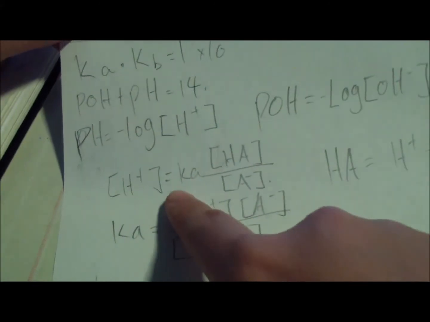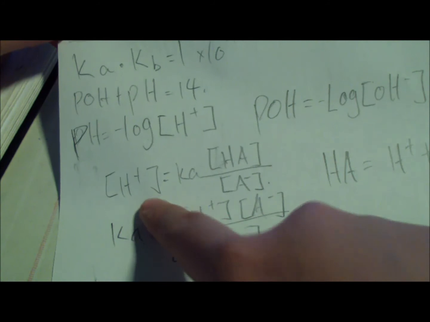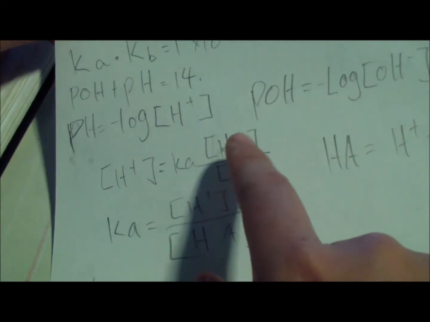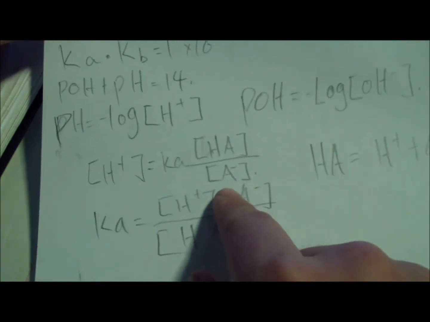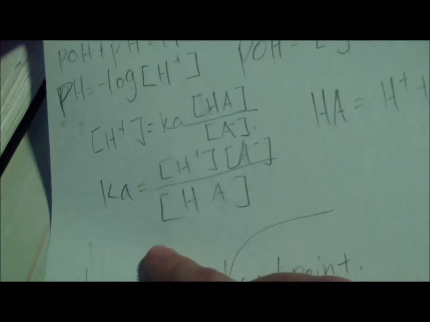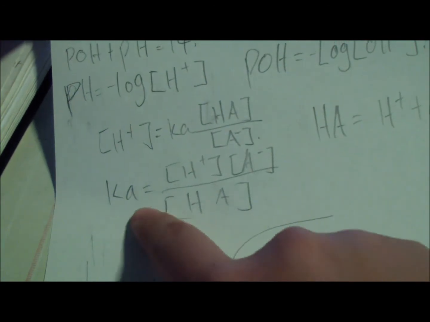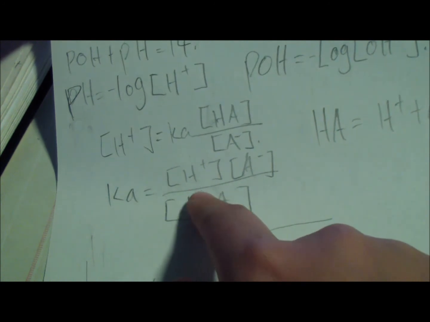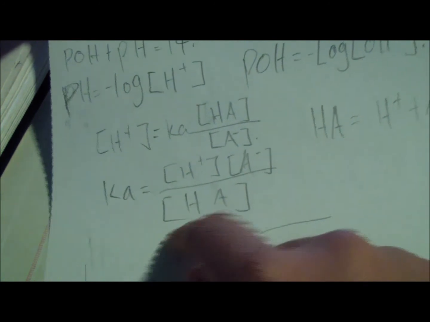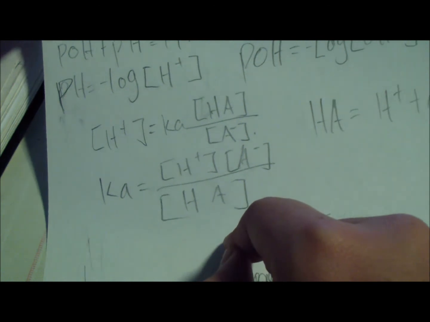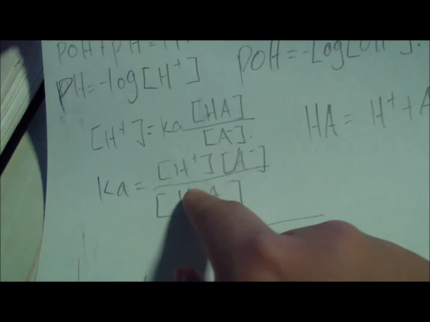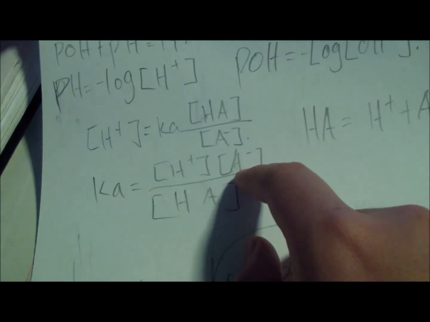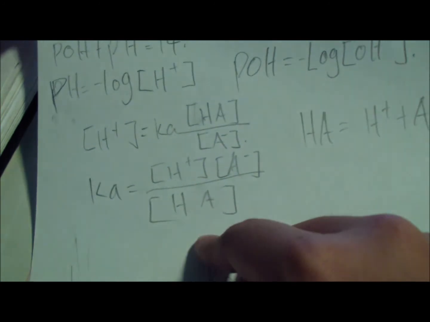Right here is the equation for the titration: H plus equals Ka times the molarity of HA over the molarity of A minus. This formula is derived from the KEQ formula, which is Ka equals the molarity of H plus times the molarity of A minus over the molarity of HA.